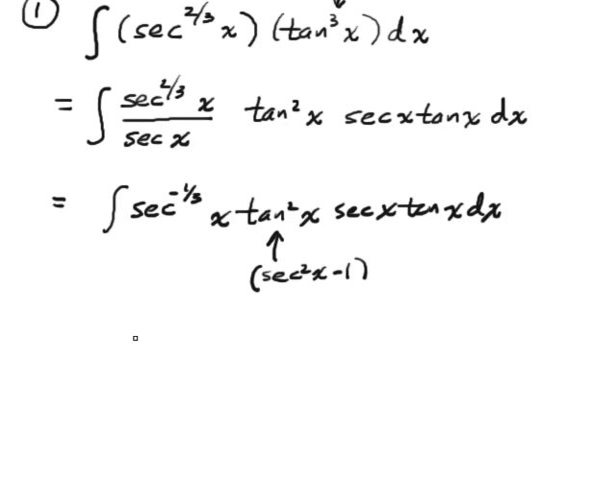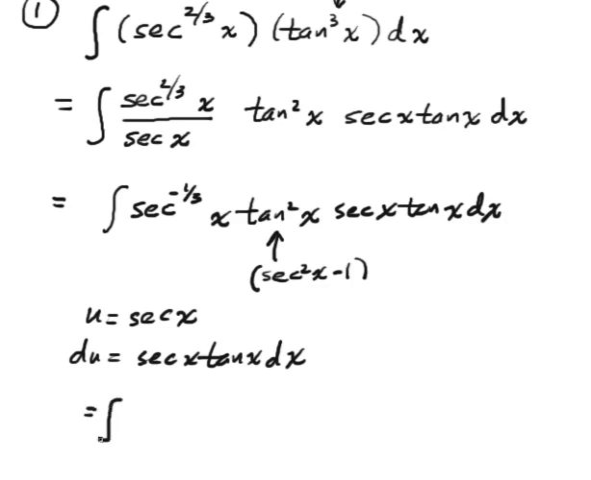And at the same time, let's do our u substitution. We want u to equal secant x, so that du is secant x tan x dx. And now we're ready to do our u substitution. So we have u to the minus 1/3 times u squared minus 1. And all this is all du.